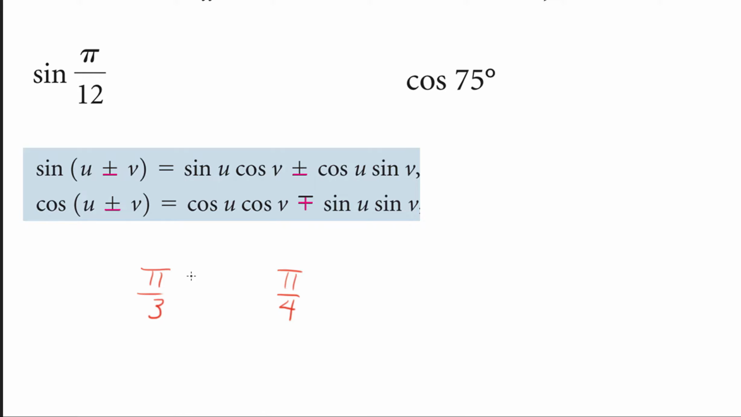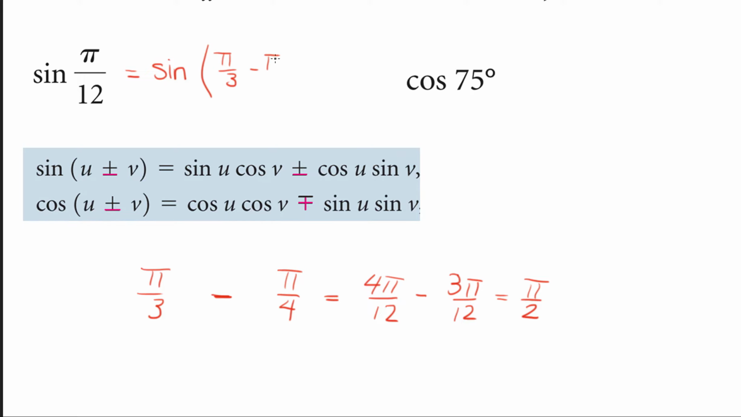Now, the order of subtraction is this one right here, pi over 3 minus pi over 4. Because by having a common denominator, this becomes 4 pi over 12 minus 3 pi over 12, which gives me pi over 12. So in reality, sine of pi over 12 is the same thing as sine of pi over 3 minus pi over 4.